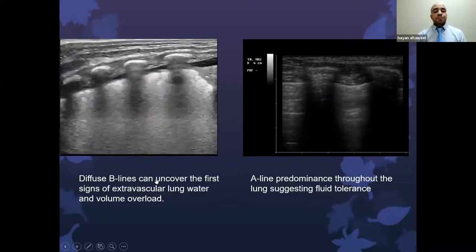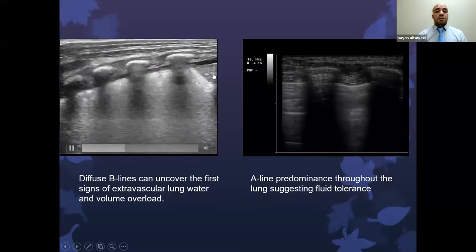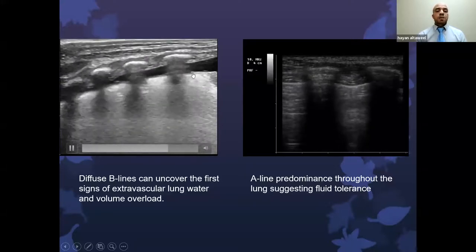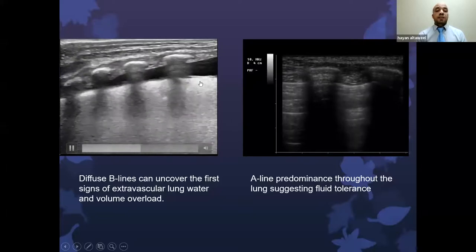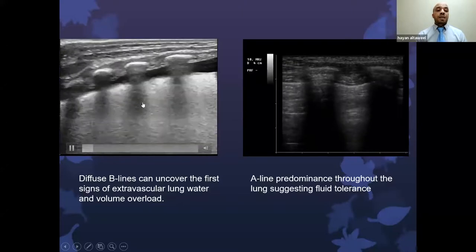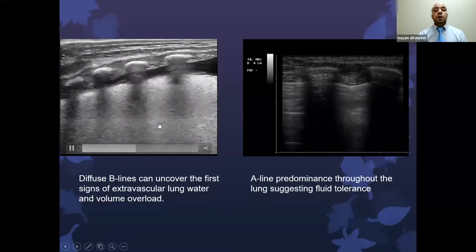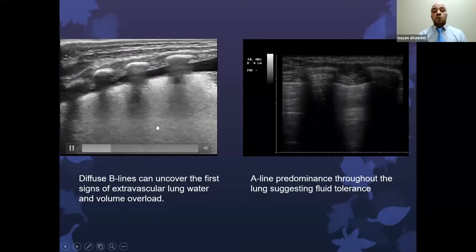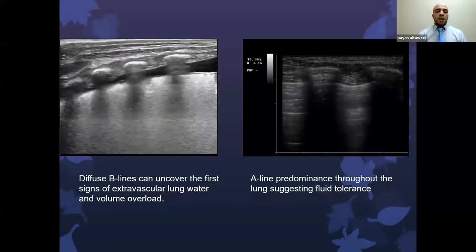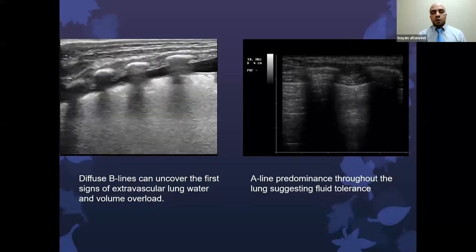While on the left side, as you can see here, there is the same rib shadow, but here there is a black shadow between the two layers of the pleura. This black shadow is a pleural effusion. And as you can see here, there is no more A-line, but there are a lot of B lines, diffuse, gathering together to give you an almost white lung. So this lung is very wet. If I am giving fluid resuscitation, I have to stop and go for more inotropes, for example.